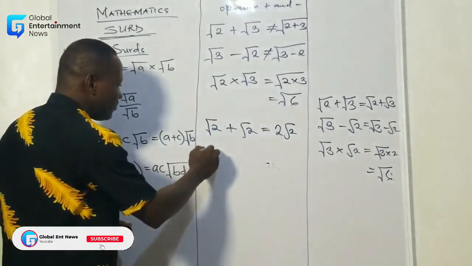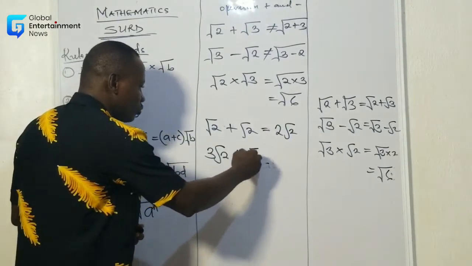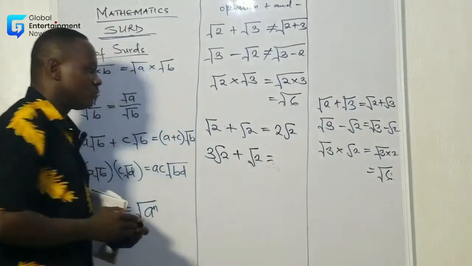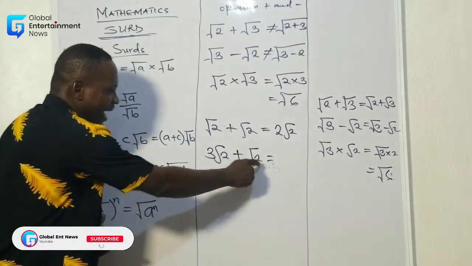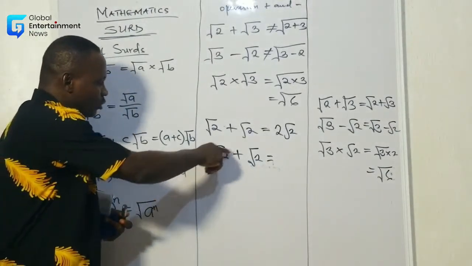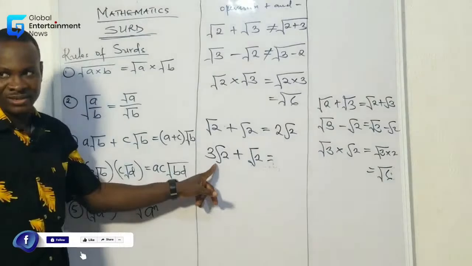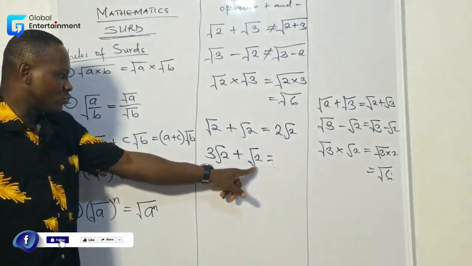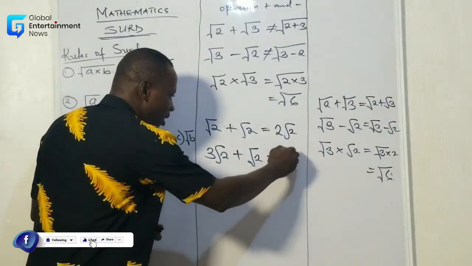So if I have 3 root 2 plus root 2, how many root 2? Looking at this now, we can add it together because they are the same thing. They are tantamount to each other. Now, we have 3 root 2 plus root 2. How many root 2 do we have here? 3. How many root 2 do we have here? 1. 3 plus 1 is what? That is 4. 4 root 2.